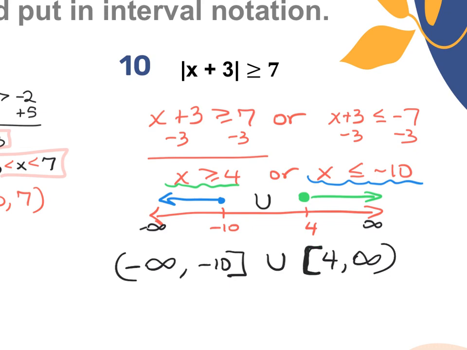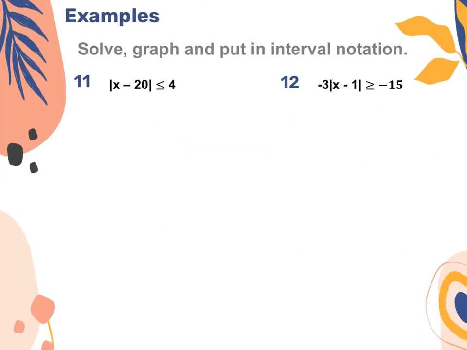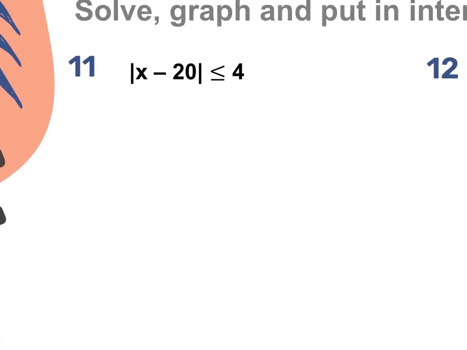Let's try number 11. Pretty good. All right. Same thing. It's already isolated for us. This is a less and. So I'm going to do x minus 20 less than or equal to 4 and x minus 20, flip it and make it negative 4.